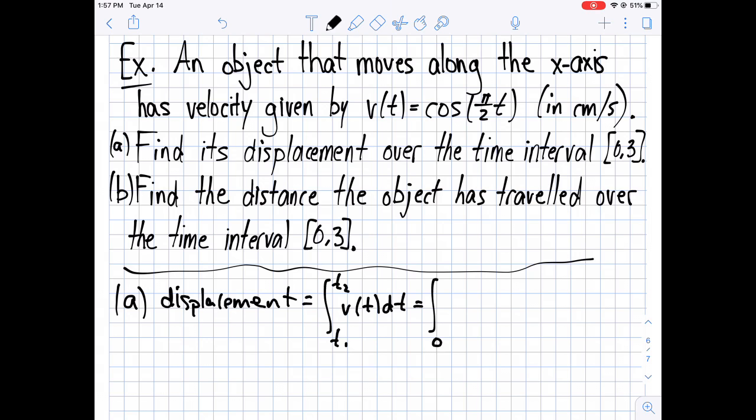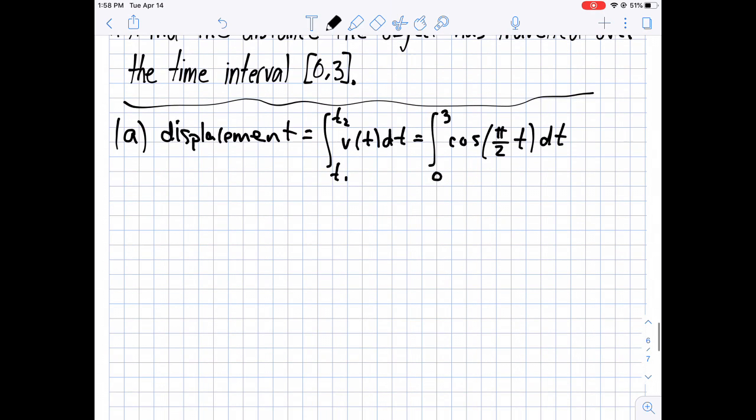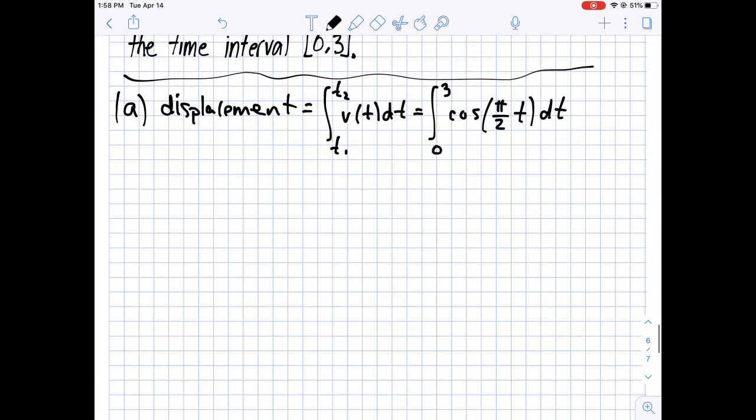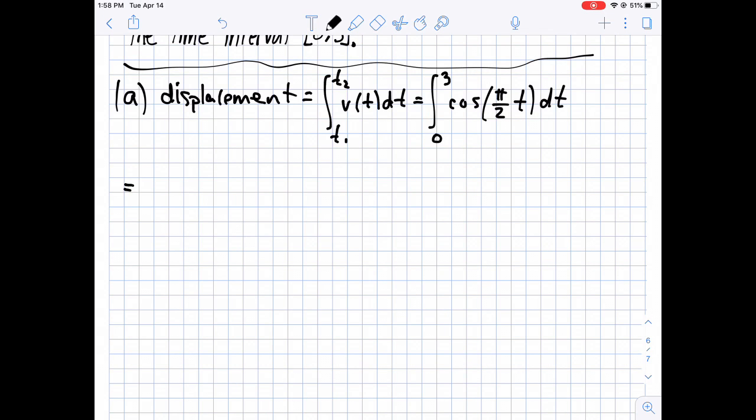We know that we're starting off with time t equal to 0, we're going until time t equal to 3, and our velocity function is cos of pi over 2t. So we're integrating cos of pi over 2 times t, and now we're just going to use FTC2 on this, and so we need to find our antiderivative of cos of pi over 2t, which is going to be sine of pi over 2 times t, and we're going to take this pi over 2 and divide by pi over 2, which is the same as multiplying by 2 over pi. Now we want to finish off with FTC2. We're going to evaluate this from 0 to 3, and this should be fine.